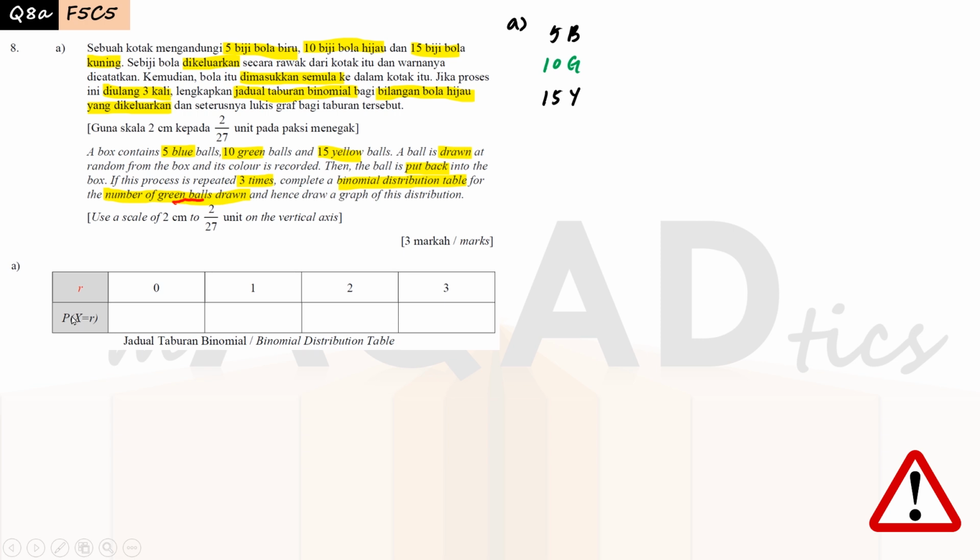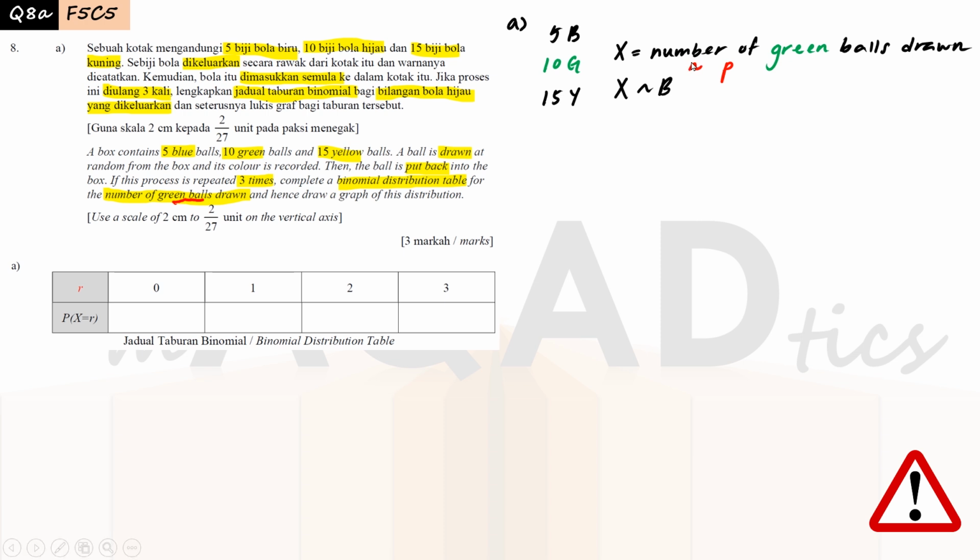Okay, so this means that the value of x here, we need to set it as the number of green balls drawn. Set our focus to green balls only. The rest we can ignore. So x here, since it follows this binomial distribution, we need to have 2 main parameters, which are n and p.